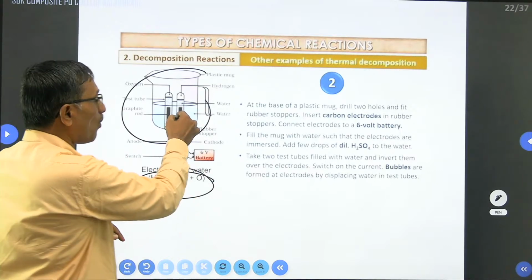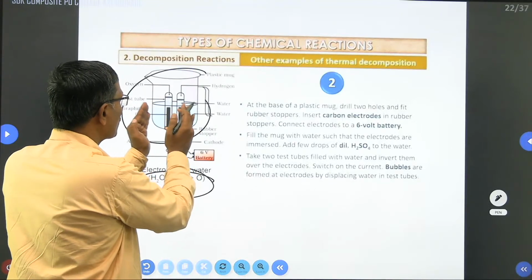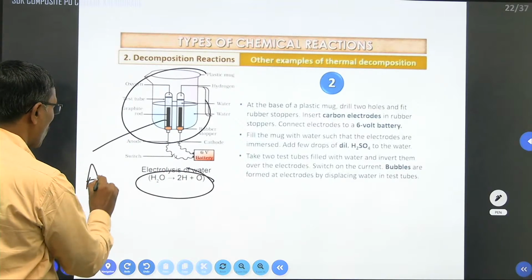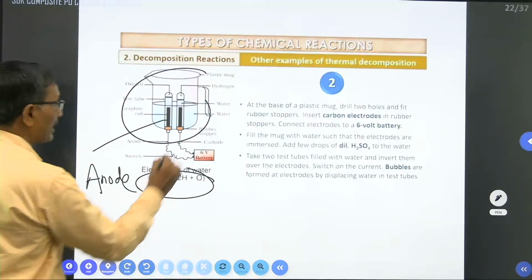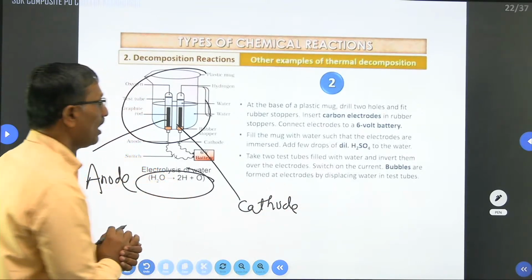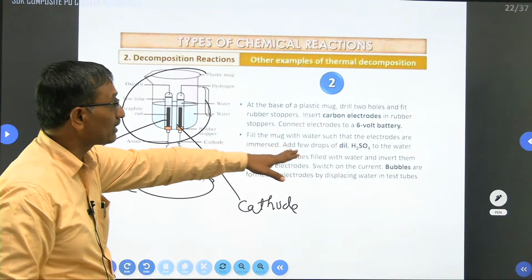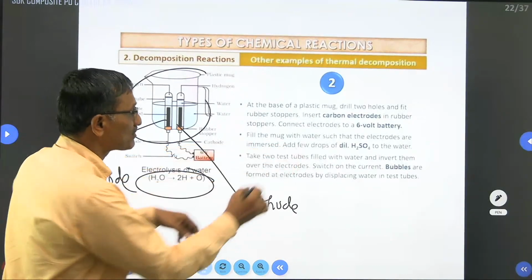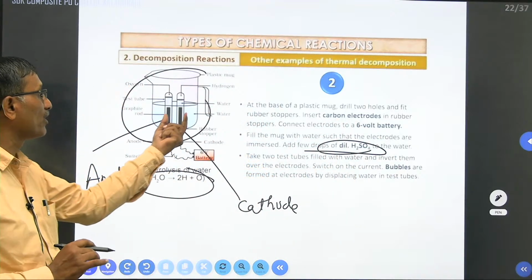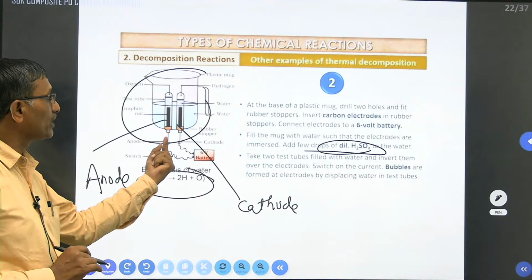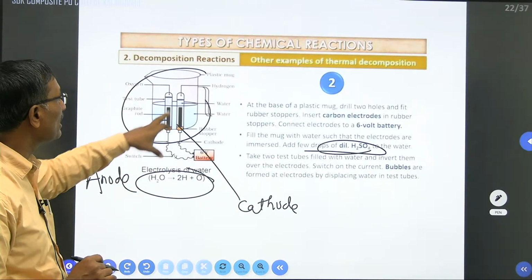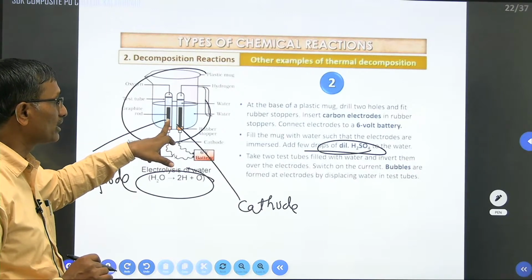Here, water is taken, and two graphite rods will be there. One acts as the anode electrode, and the other acts as the cathode electrode, students. Fill the mug with water such that the electrodes are immersed. Add a few drops of dilute sulfuric acid to the water to acidify. Take two test tubes filled with water and invert them over the electrodes, both of them.